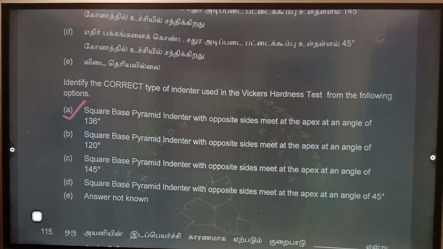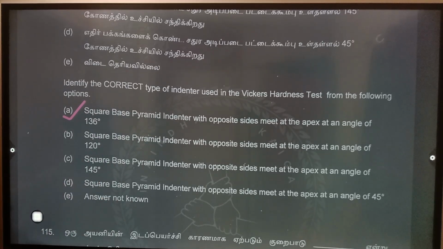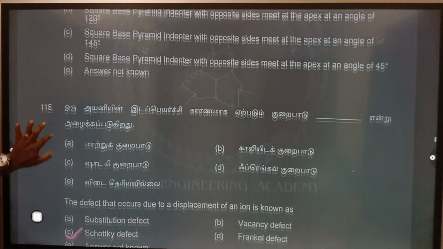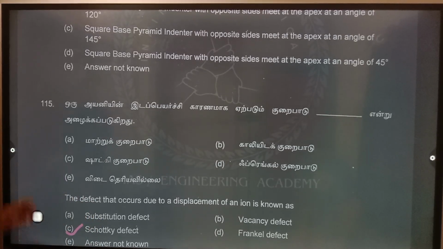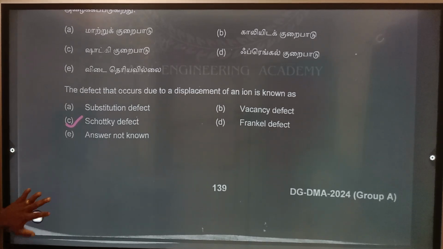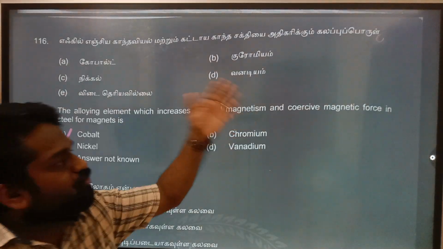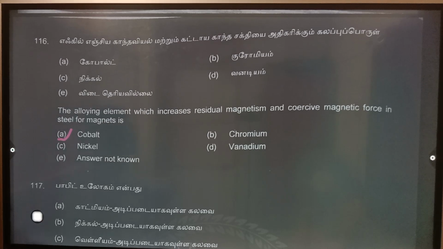Okay, testing of materials, from the following options. A is the answer: square base pyramid indenter with opposite sides meeting at the apex at an angle of 136 degrees. Okay, then you use the indenter to form the indentation on the material. 115: the defect that occurs due to a displacement of an ion is the Schottky defect. Okay, Schottky defect. 116: alloying element which increases residual magnetism and coercive magnetic force. Answer is cobalt. Okay, cobalt.